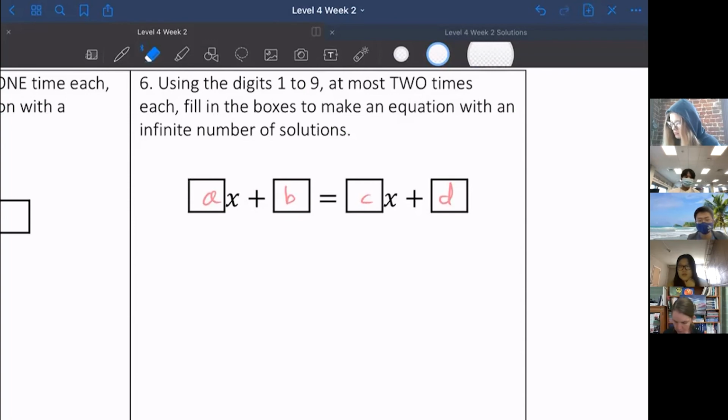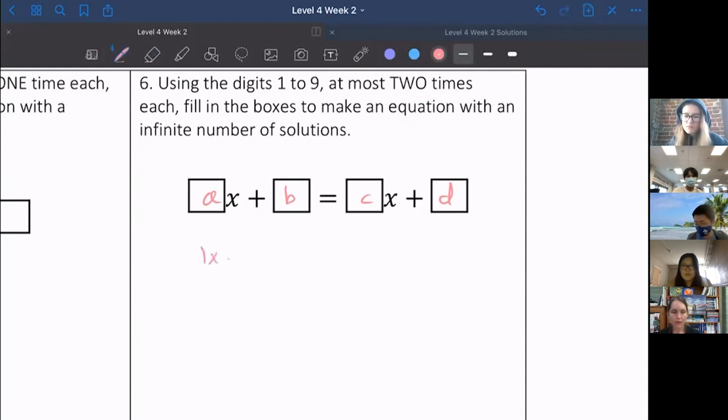Anyone have any thoughts or just guesses? Okay, I see Caspian has put in a solution. So Caspian says we can put the x on either number in this case. It doesn't really matter. 1x plus 2 is equal to 1x plus 2. You can see that no matter what number you put in, you always get the same thing. This equation's always going to be true.